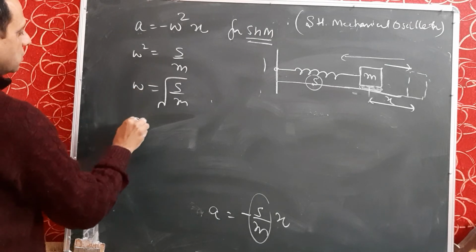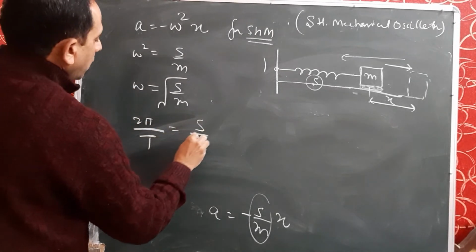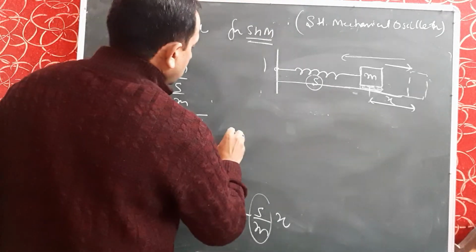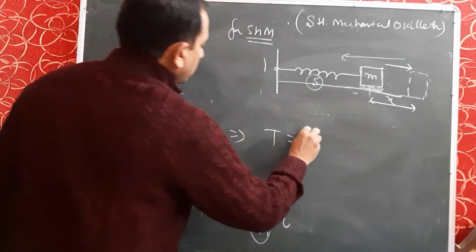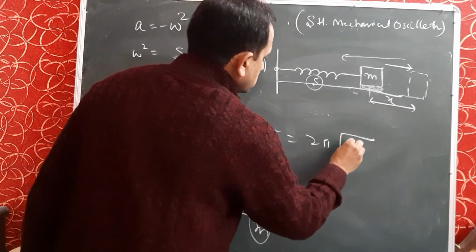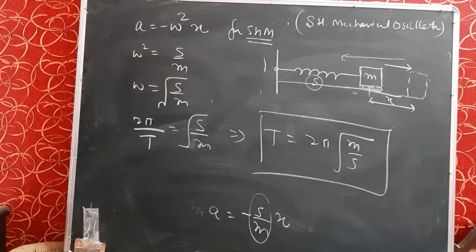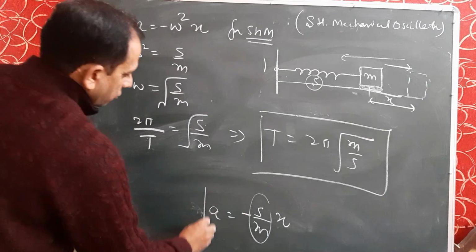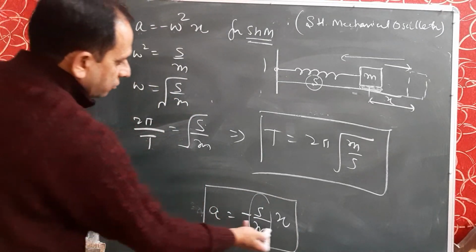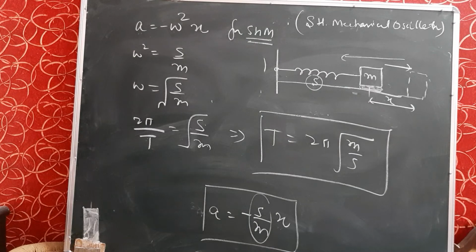Omega is 2 pi by T, which is S by m under root, and this implies T becomes 2 pi into m by S under root. So this is the expression for the time period of the spring mass problem or simple harmonic mechanical oscillator. And from here it is clear that it satisfies the equation of simple harmonic motion, therefore the motion is harmonic. So these are the two results which we obtain from this problem.